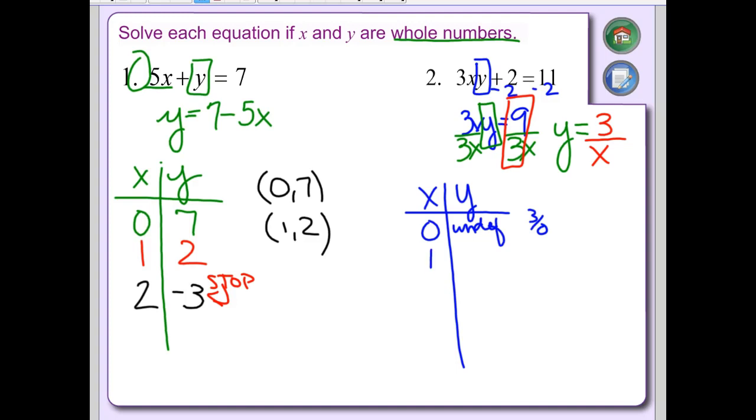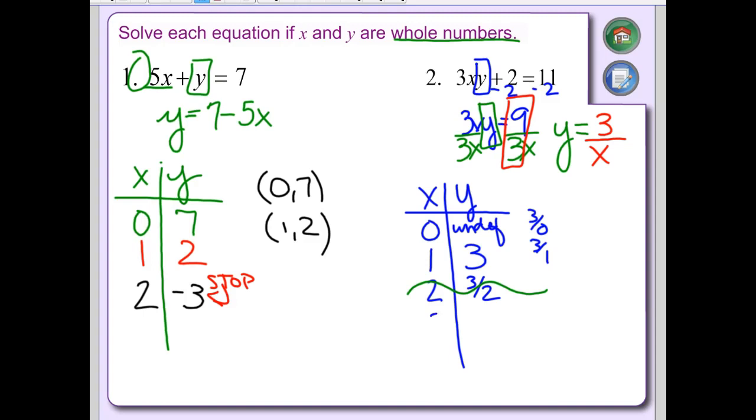Let's plug in a 1. That's my next whole number. What's 3 over 1? Well, that's going to be 3. Those are whole number solutions. Let's plug in a 2. Well, if I plug in a 2, we've got 3 over 2. Ooh, is 3/2 a whole number? Nope, going to have to reject that one.